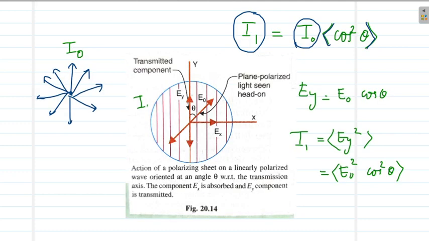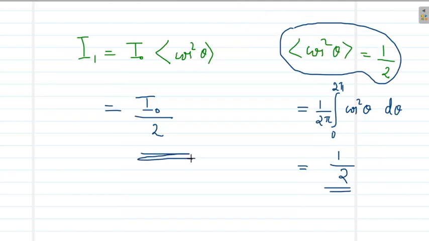We also looked into the effect of polarizer on natural light, which is I0 average of cos square theta. Since there are a lot of electric fields, we must take the average, and thus we got I1 equal to I0 by 2. I hope these portions are clear for you.